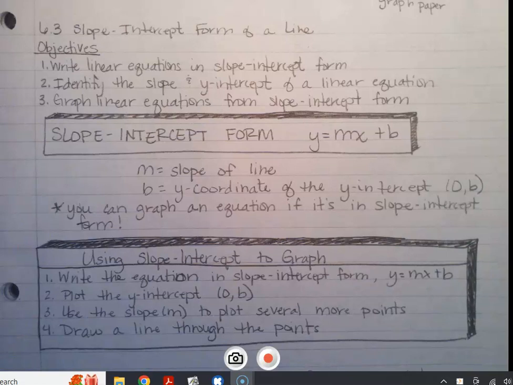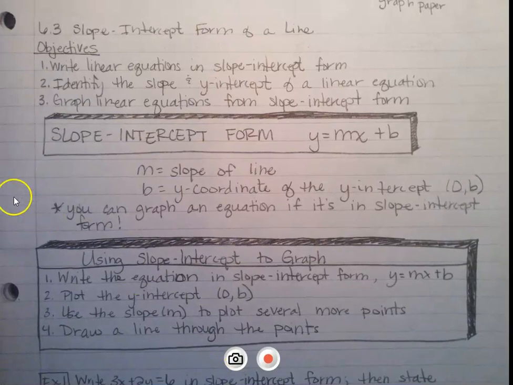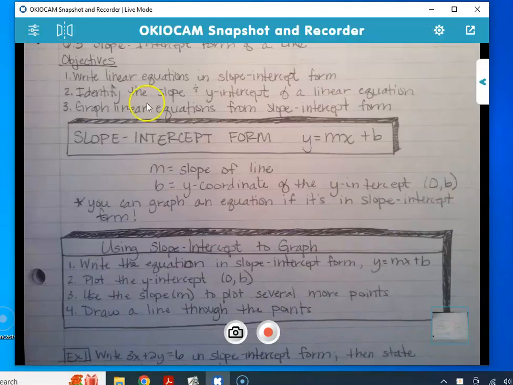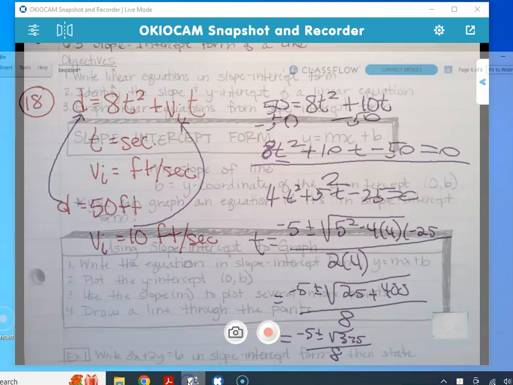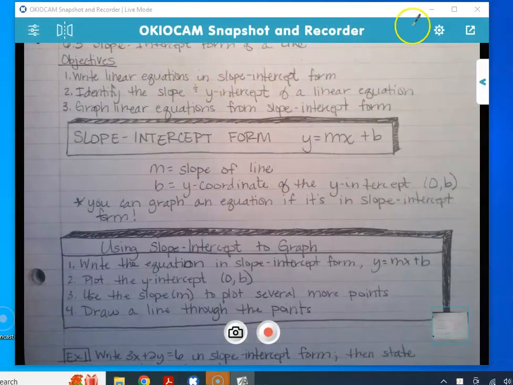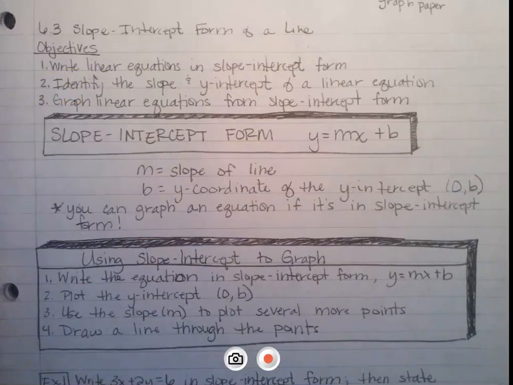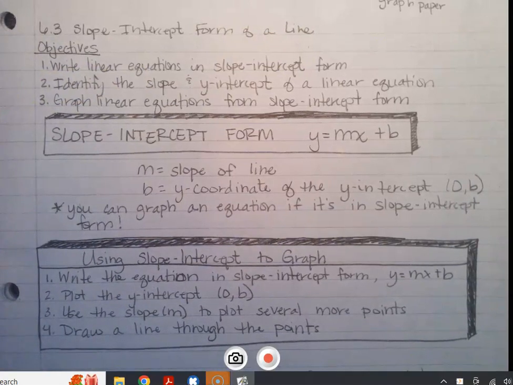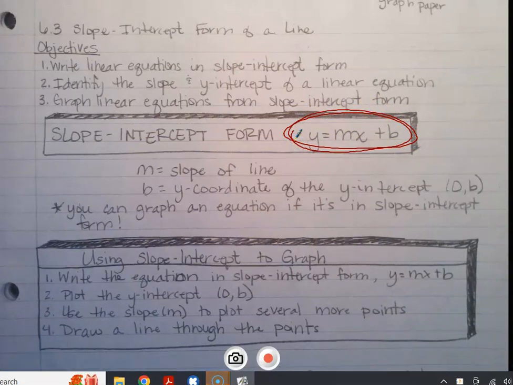Okay, so first step is the slope-intercept form and what that is. So what is the slope-intercept form? Look at your notes. Y equals mx plus b. There you go. Y equals mx plus b is the slope-intercept form. Okay, so that right there is what we're talking about. Your equation has to be in this form when we talk about slope-intercept form.